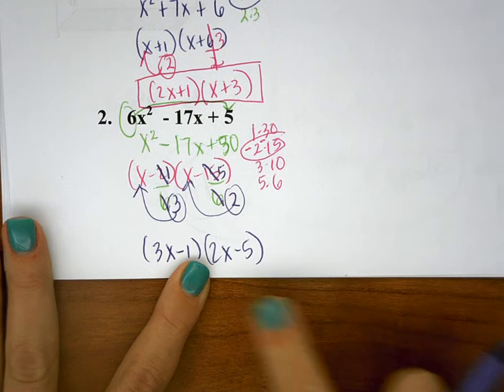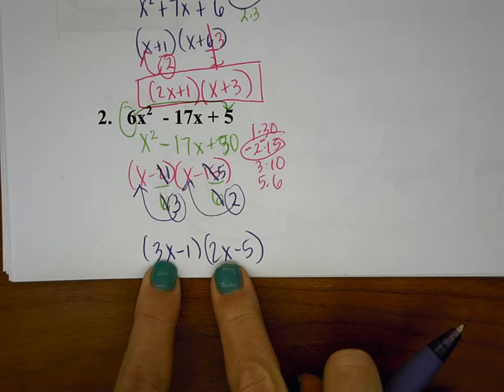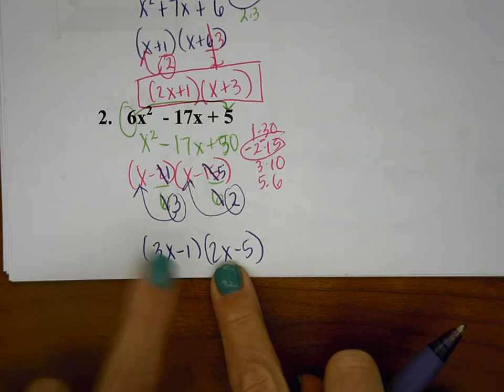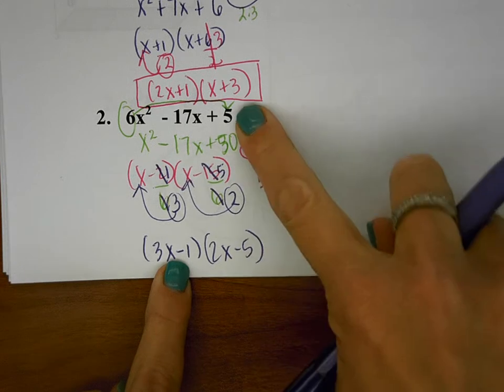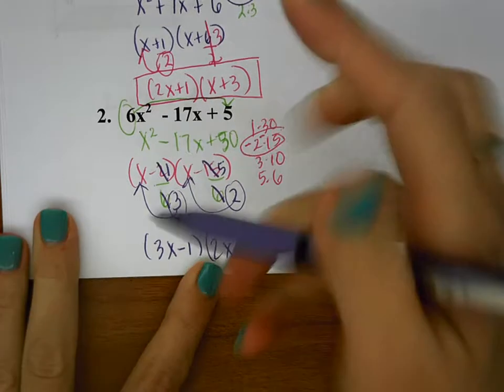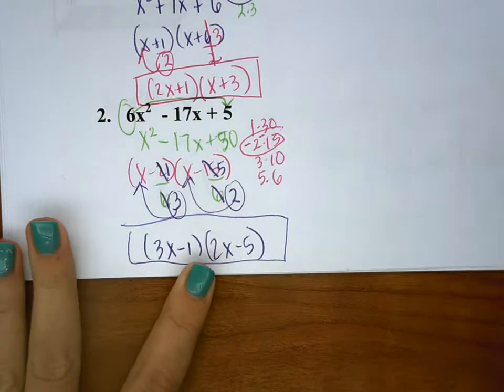Double check our answers. 3x times 2x makes a positive 6x squared. Negative 1 times negative 5 makes a positive 5. So this is the correct answer. All right, moving on.